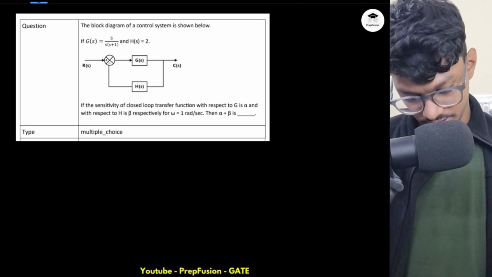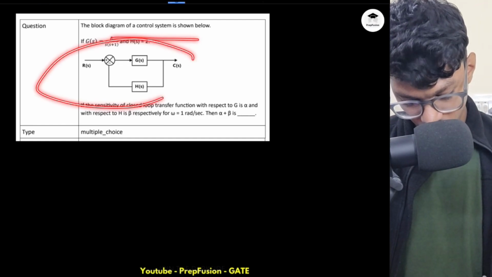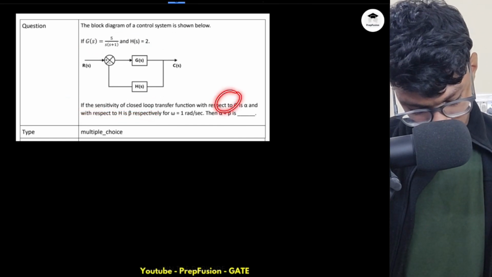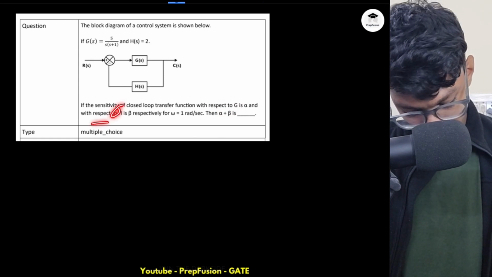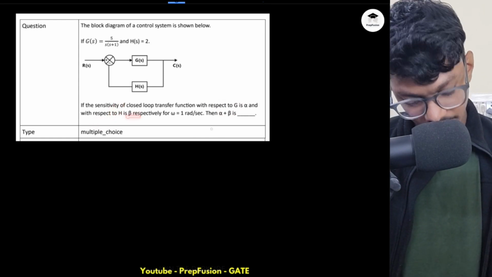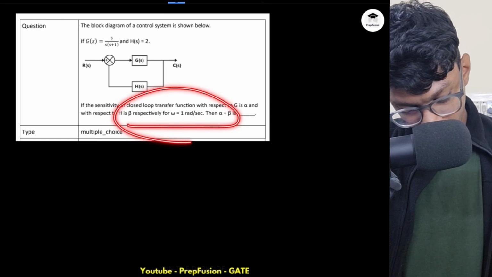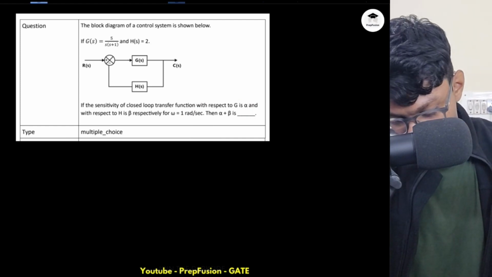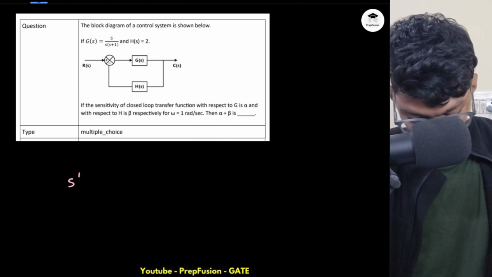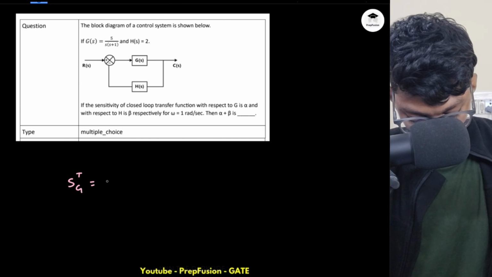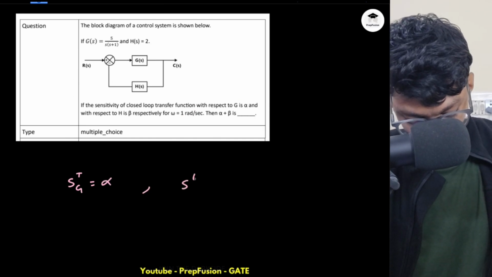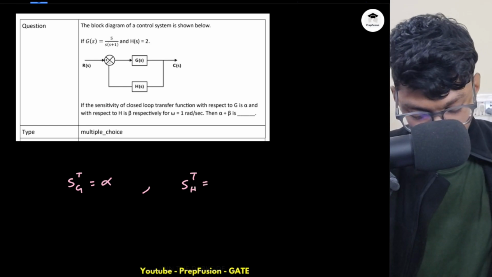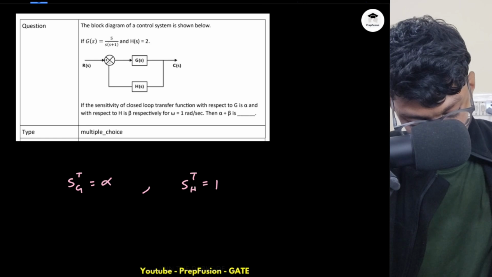Let's solve this question. The block diagram of a control system is shown. G of s is given, H of s is given. The sensitivity of a closed loop transfer function with respect to G is alpha. Sensitivity with respect to H of that same transfer function is beta. For omega equals to 1 radian per second, then alpha plus beta will be. So I just have to find out the sensitivity with respect to G, that is open loop transfer function, that will be equals to alpha, and sensitivity of transfer function with respect to H, that is with respect to the feedback, that will be equals to beta.